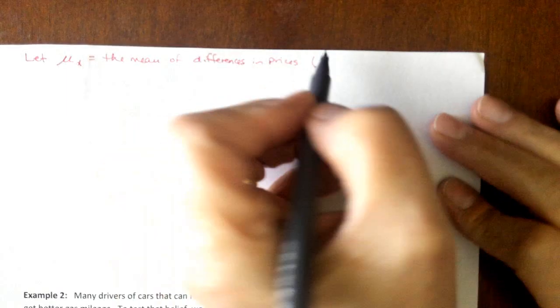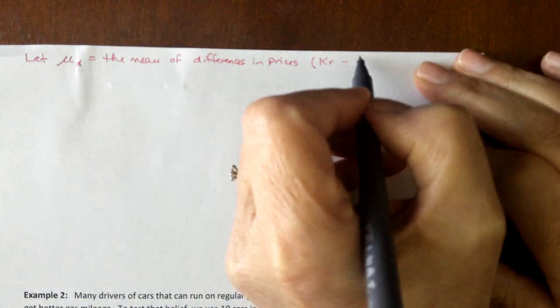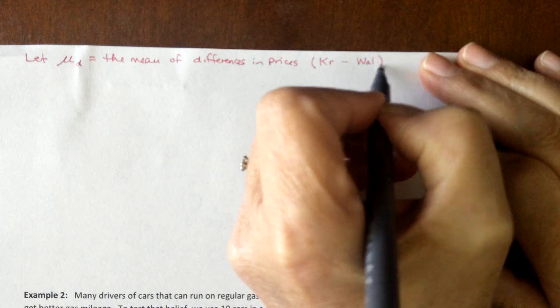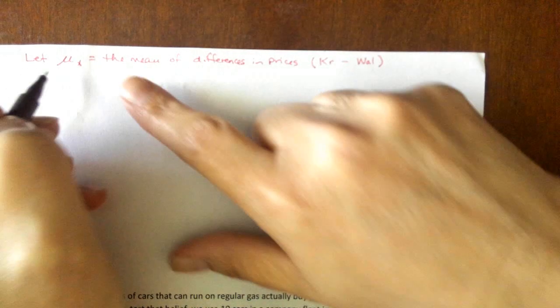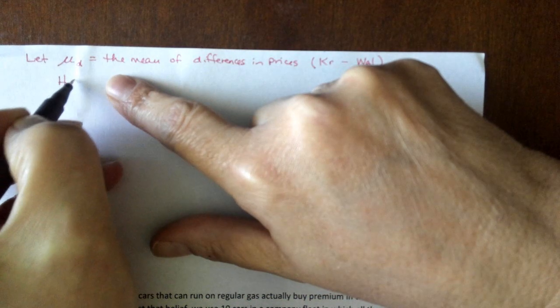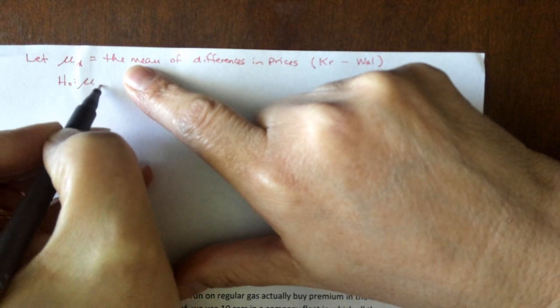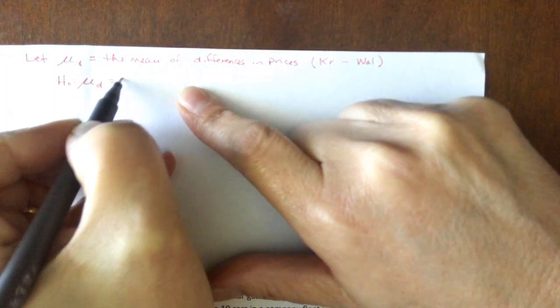Mean of differences in prices, and I'm going to say Kroger minus Walmart to help me keep my head straight that that's the order that I used. I'm not using subscripts for Kroger and Walmart because I'm not treating them as two separate groups. Treating the pairs as individual pieces of data. Okay, so then the null hypothesis is that the mean of the differences is 0.